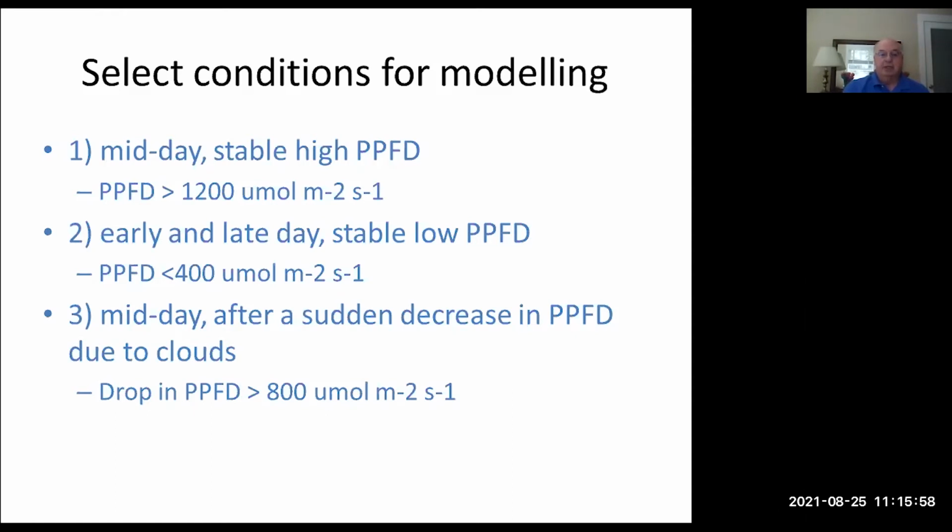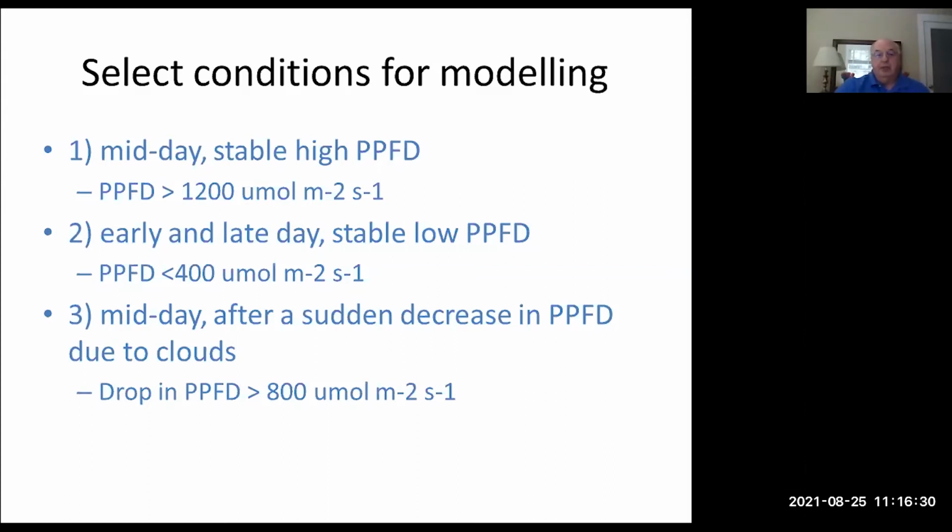And the third condition, which I'll talk about, is in the middle of the day, looking for events after a sudden decrease in light because of clouds. So I'm looking for periods where I get stable, decreased low PPFD in the midst of a sunny day. So I'm looking for conditions where the drop in PPFD is more than 800 because of the onset of clouds.